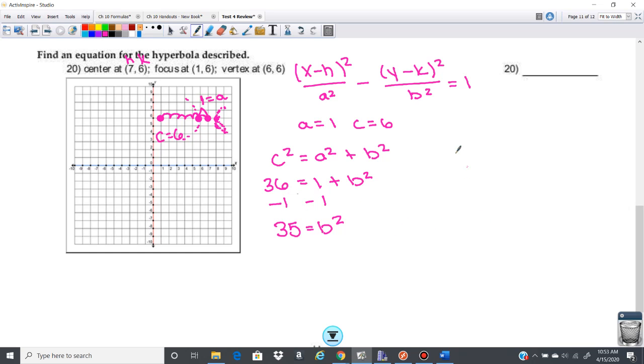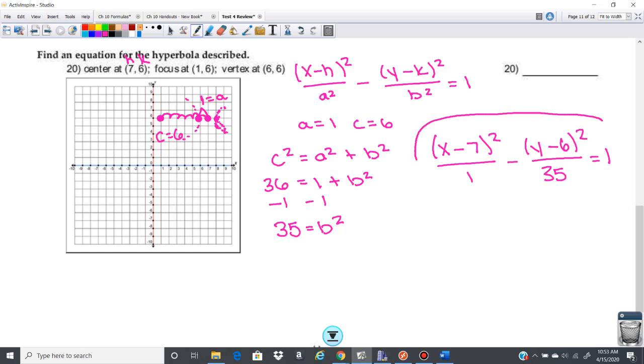So let's see. We've got x minus h, which is (x minus 7) squared over a squared. a squared, 1 squared, is 1. Then y minus k is (y minus 6) squared over b squared. b squared is 35. And then equals 1. And that's the equation.